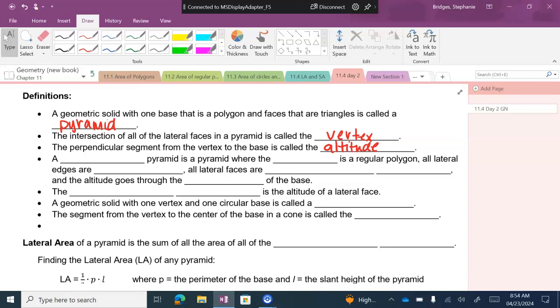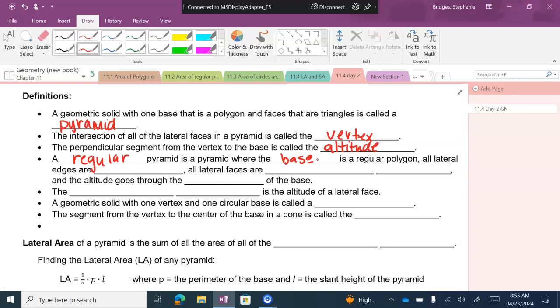Also, the next one, a regular pyramid, is a pyramid where the base is a regular polygon. You guys remember what a regular polygon is? Where all of the sides are the same length, okay, and all of the angles are the same. So like in a regular quadrilateral, that would have to be a square because all four sides are the same and all of your angles are right angles. Okay. If it is a triangle, and it is a regular pyramid, it would be an equilateral triangle because all three sides of your triangle would be equal.